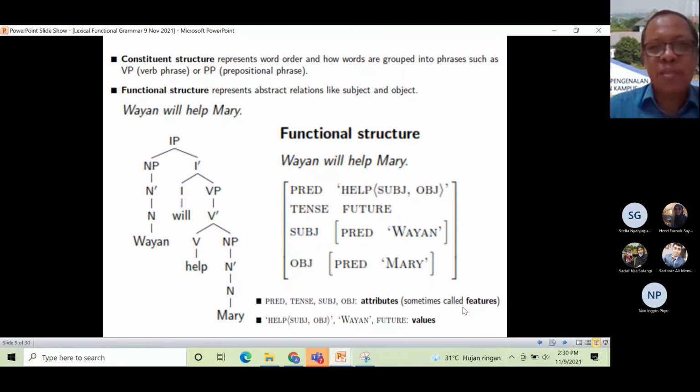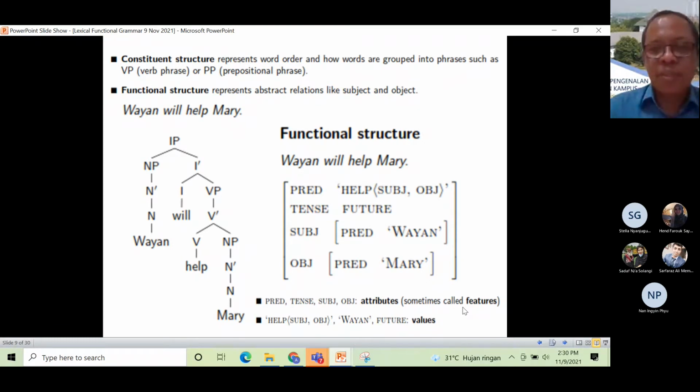So you look here, for example, "Wayan will help Mary." This is the constituent structure. The functional structure on the right for "Wayan will help Mary": first, we have the feature predicate, PRED here, and the meaning of PRED is "help." You put quotation marks; this is the semantic content. The verb help here needs two grammatical relations, subject and object, because help is a transitive verb. A transitive verb is a verb that requires more than one argument, subject and object.